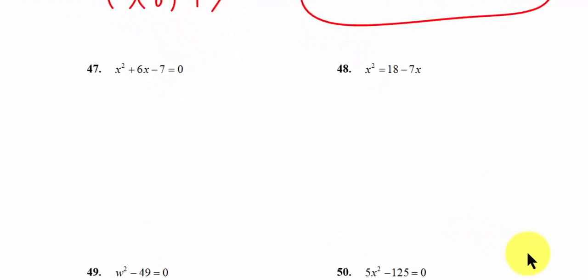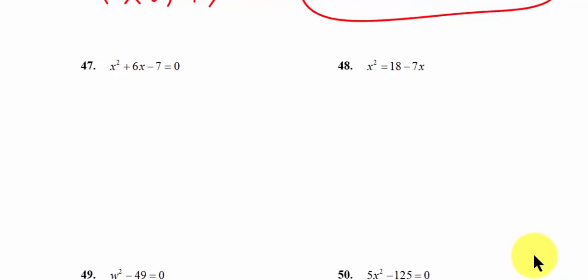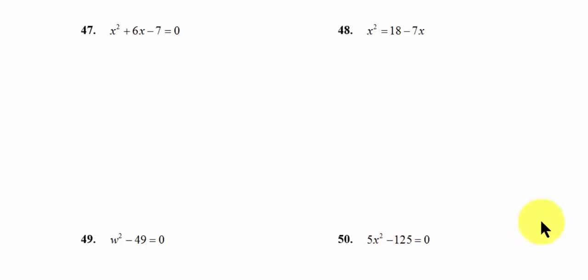This is the final video covering activity 4.5. We just have to finish up with the last two problems, problem 48 and problem 50.